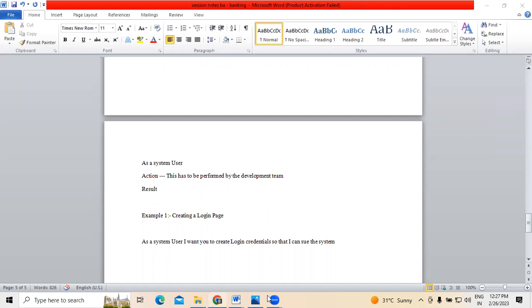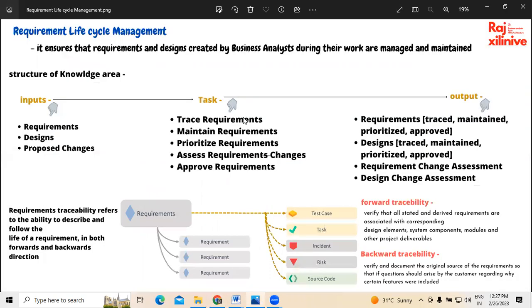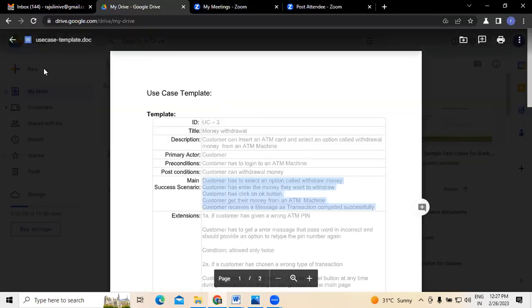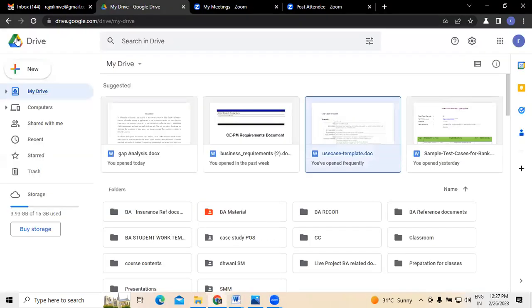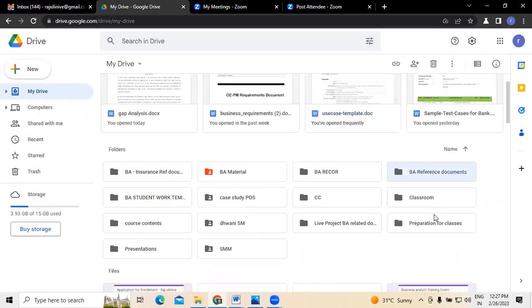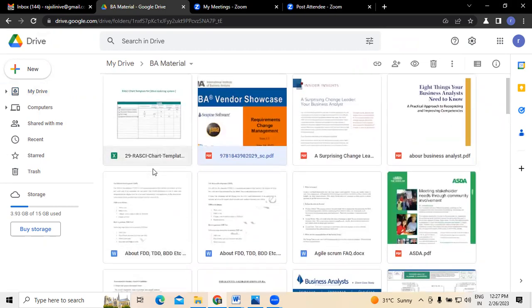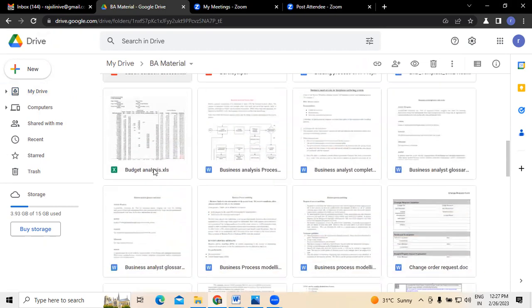Now, coming back to the point. This is about tracing of requirements. To trace the requirements, what is required? You need to have a use case here. Now, what is a test case here? A test case is the document prepared by the testing team. I will show you one more document. I think there is a real test case document. I will show you, one minute.